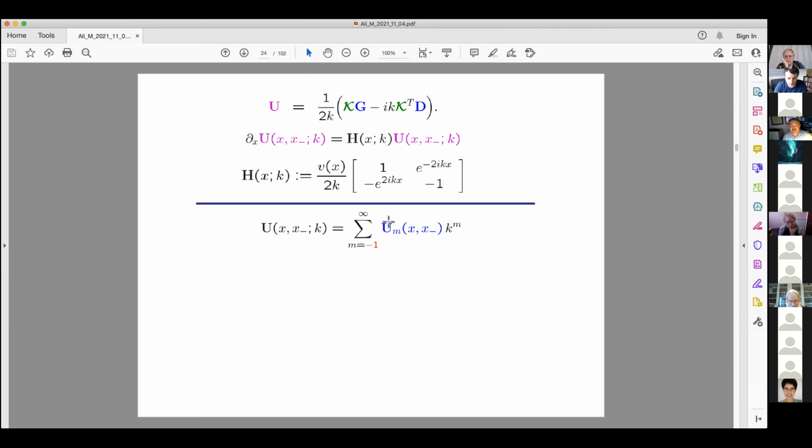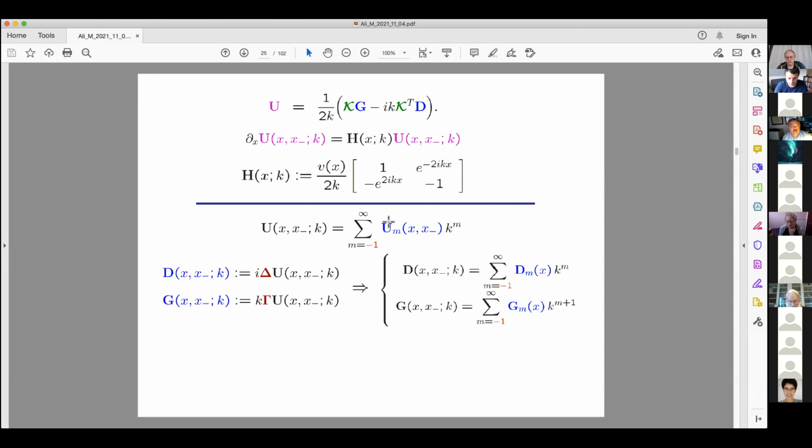if we want to expand U, it will start with 1 over k, and then there is a kind of Laurent expansion. So if we take this ansatz and plug it in the definition of D and G, we get expansions for D and G. The coefficients we call dm and gm.